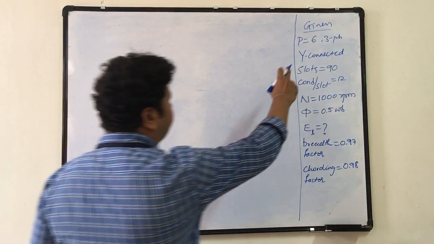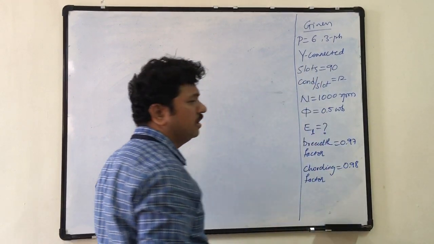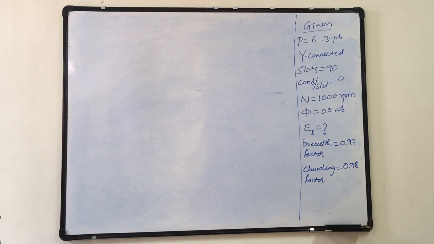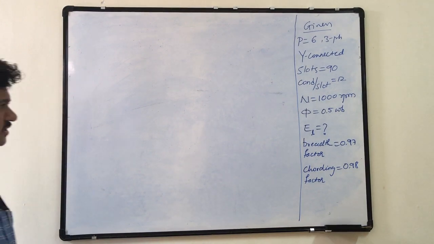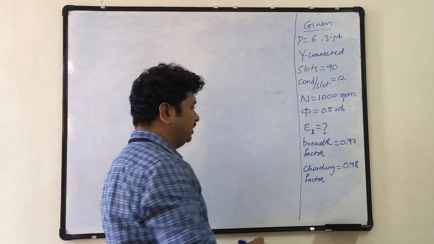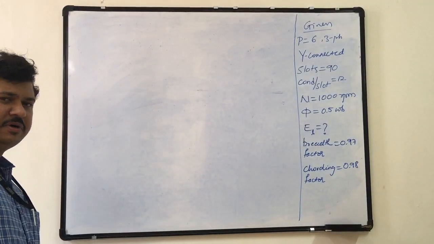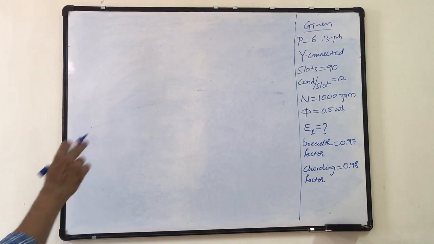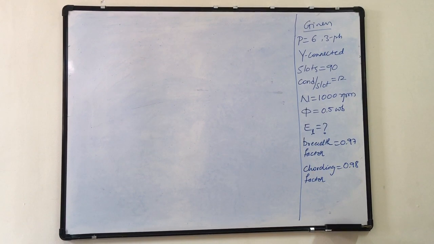I have a 6-pole 3-phase star connected alternator with armature slots 90. So the number of slots in the stator are 90, and in each slot there are 12 conductors. And the generator is rotating at 1000 rpm. Each pole is producing a flux of 0.5 amperes. I need to find out the generated EMF with breadth factor equal to 0.97 and chording factor equal to 0.98.